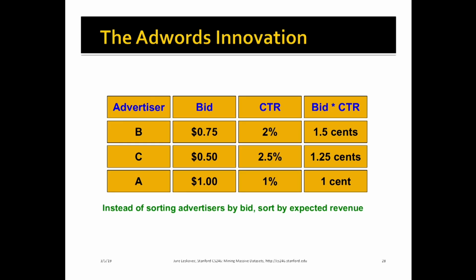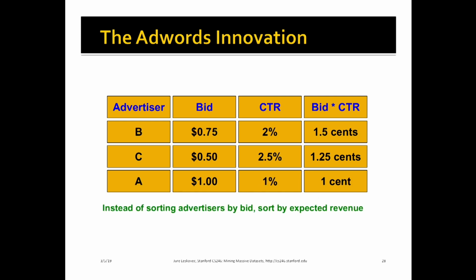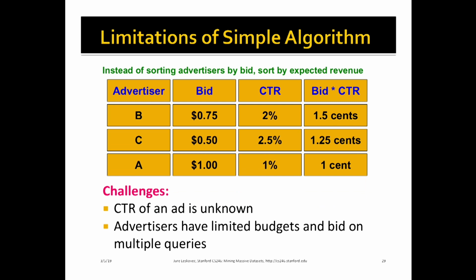Okay, so in the strategy in which you only consider the bid, you have a ranking. In the strategy in which you use the expected revenue, which can be calculated as the bid multiplied by the click-through rate, you get another ranking. Okay.